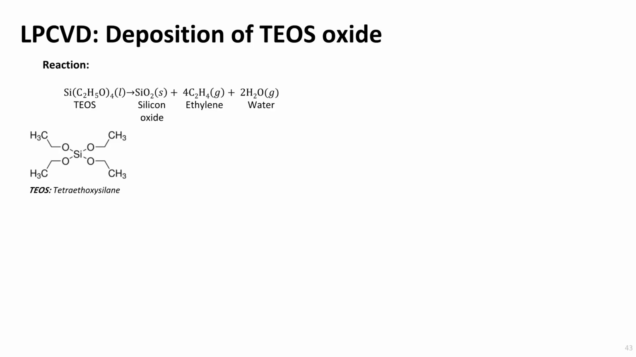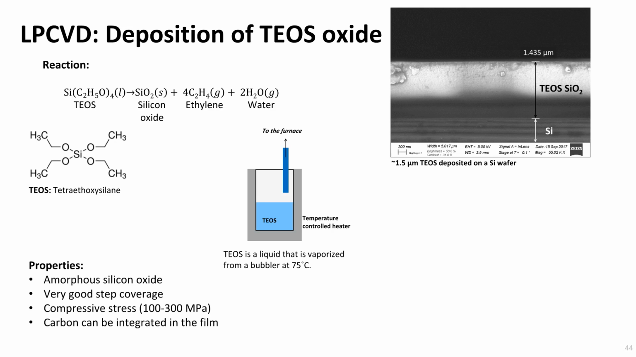TEOS oxide is called after the chemical that is used for the deposition process. TEOS stands for tetraethyl orthosilicate, which is a liquid, not a gas. For the deposition, the TEOS is heated in a bubbler to 75 degrees, vaporized and then introduced into the furnace. Silicon oxide is then formed by thermal decomposition of the TEOS on the sample surface. Water and ethylene are produced as byproducts, where the latter sometimes decomposes to carbon. That carbon can be incorporated into the deposited silicon oxide film.